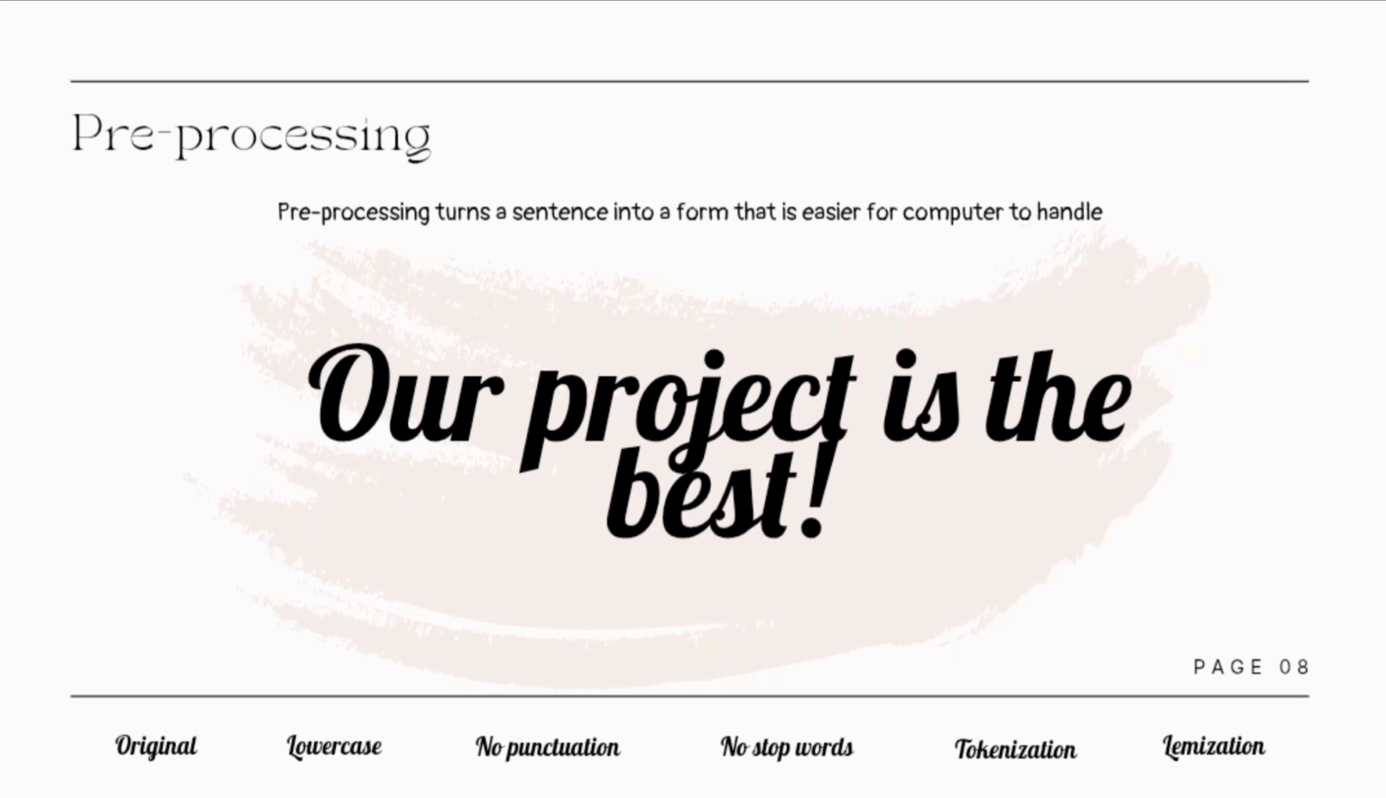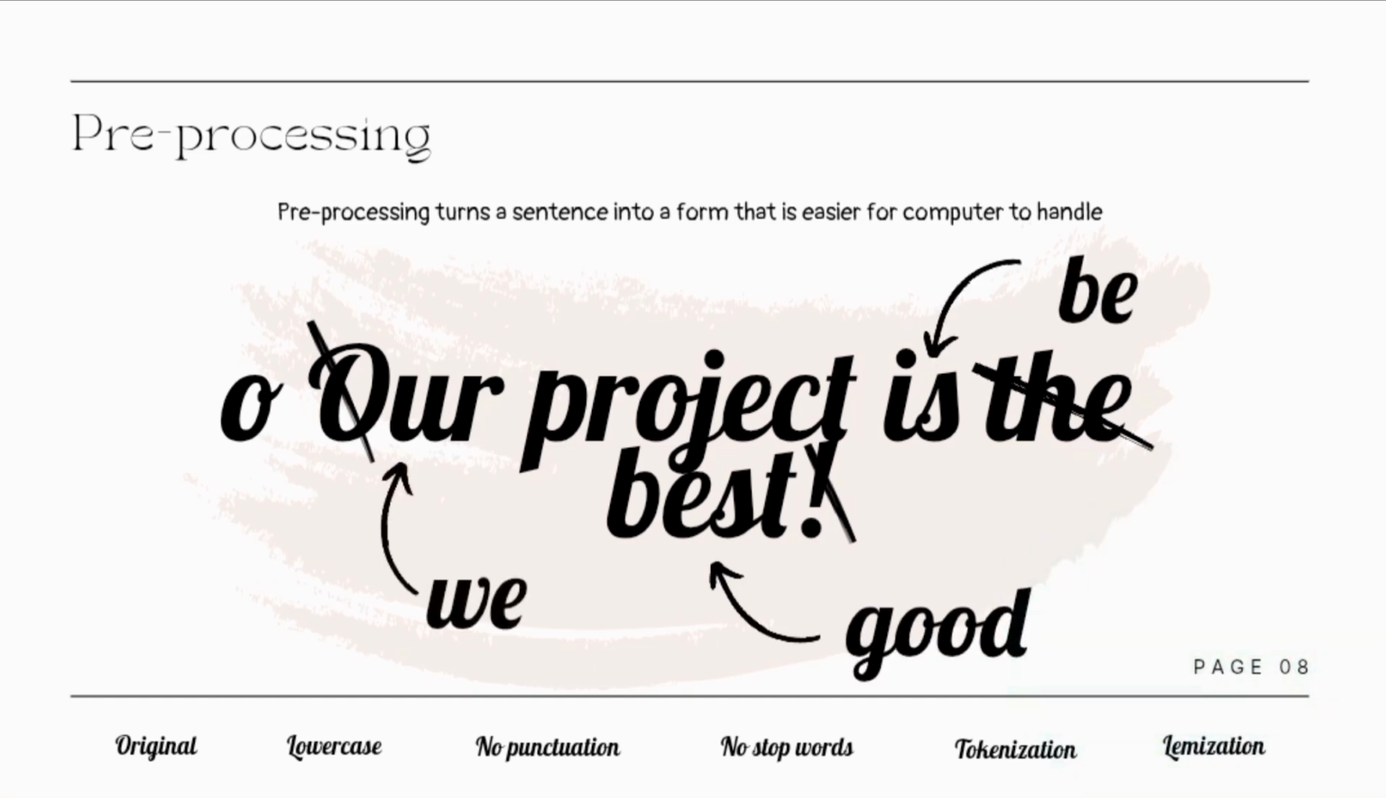So first we need to put each word in our sentence into lowercase. Then we need to get rid of all of the punctuation marks and the stop words, which are essentially just linking words that do not give us any new information. Then we tokenize our sentence. Usually the tokens are the words themselves, as it is in this case. And then we apply lemmatization, which is essentially turning every token into its base form. So after pre-processing, our sentence, "Our project is the best," turned into a set of tokens, "We project be good."